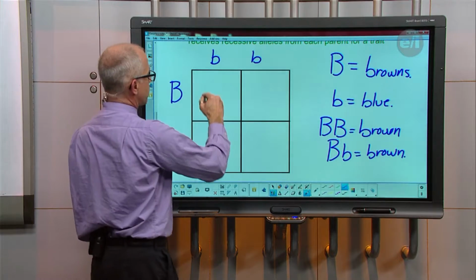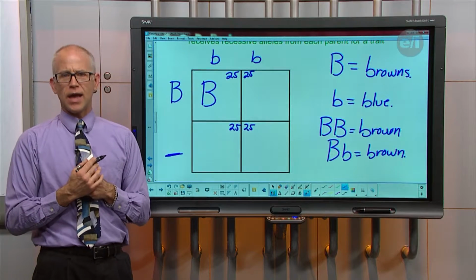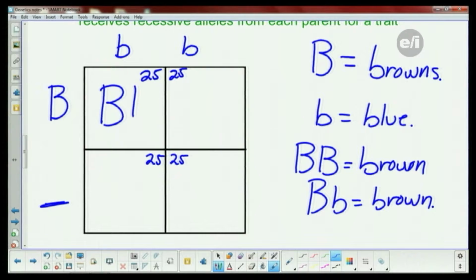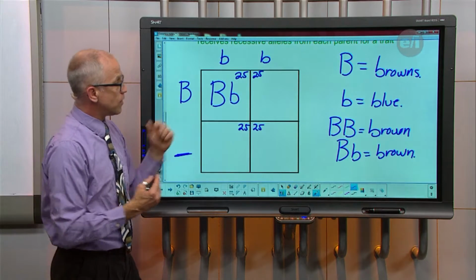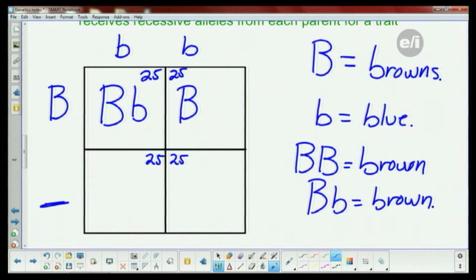Now, if I look at this person, I have a probability. Remember, each of these squares represents 25%, and this is where learning mathematics helps you do science, because it's predicting what you could have. So here, this child is going to have brown eyes. Even though they got a blue-eye gene and a brown-eye gene, they're going to express brown eyes. And we go across over here, big B, little b.